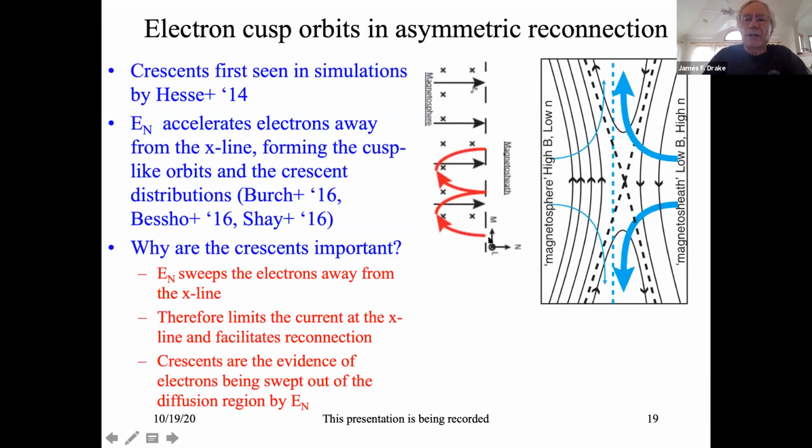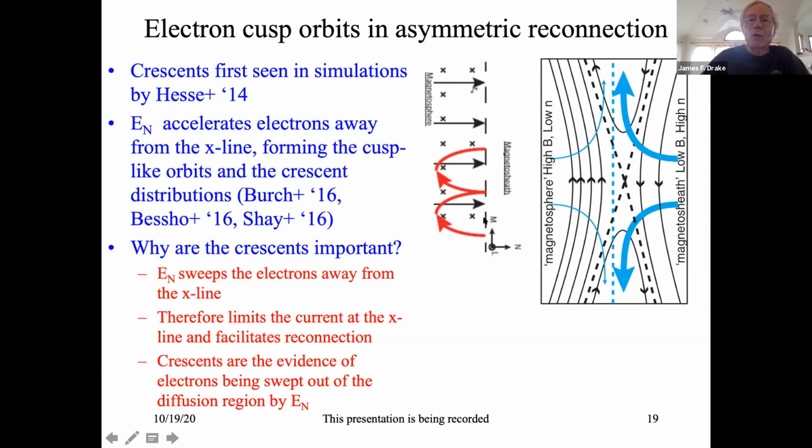Those electrons execute cusp-like orbits. So here they are. Here's the X-line. And the electric field, this is a very weakly magnetized region. The electrons get ejected towards the magnetosphere, and then they turn around in the magnetic field and they come back, and then they get injected again, and they get this distinct cusp-like orbit. And that was discussed in the paper by Bessho and Shay in 2016.